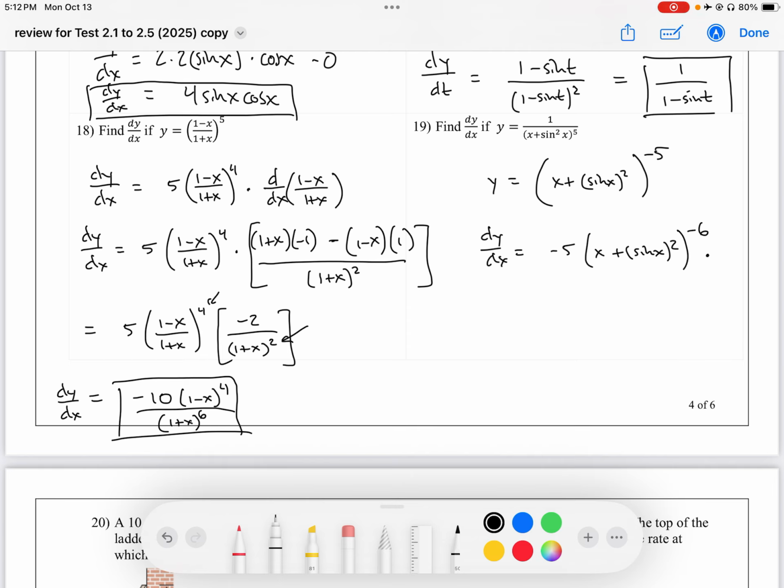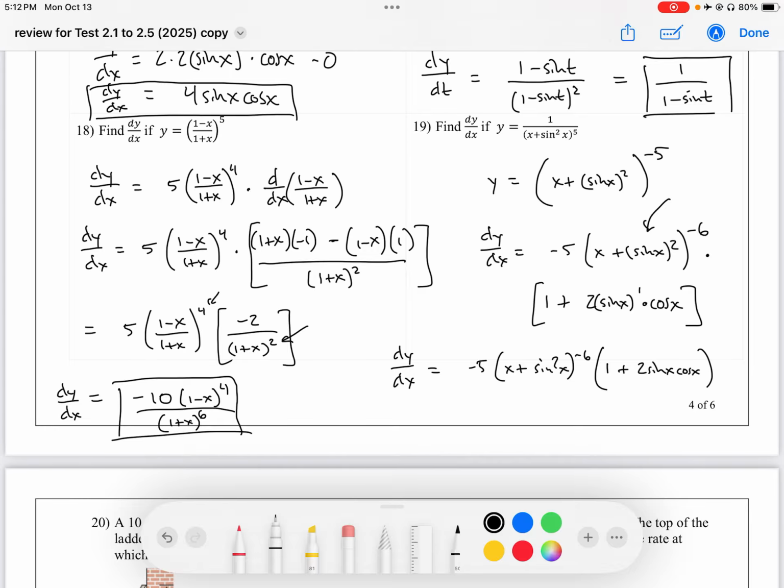times the derivative of the inner function. And the derivative of that is 1 plus, right, the derivative of x is 1, plus now the derivative of sine squared, or sine x all squared, is 2 times sine x to the first power times the derivative of sine, which is cosine. Okay, so dy dx is then going to equal negative 5 times x plus sine squared x to the negative sixth power times 1 plus 2 sine cosine. And then I'll probably just leave it like that for now.